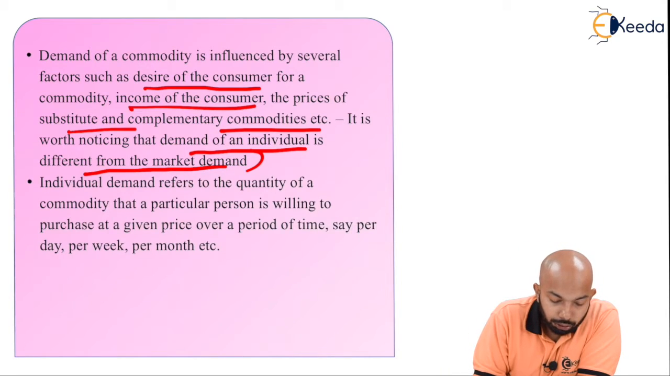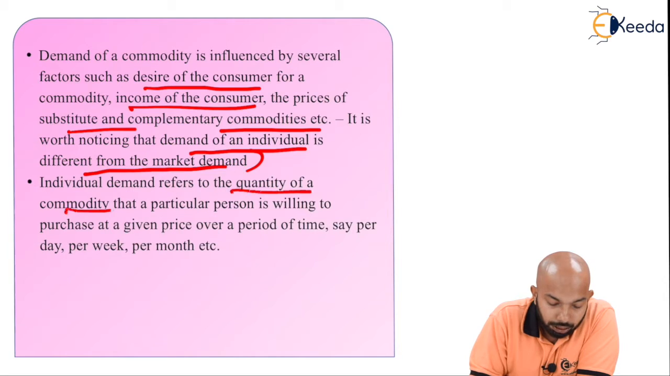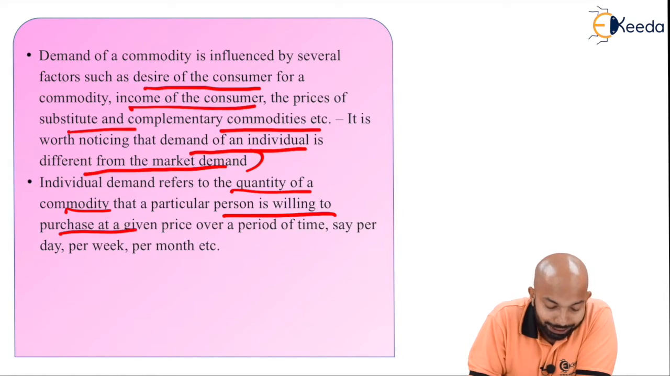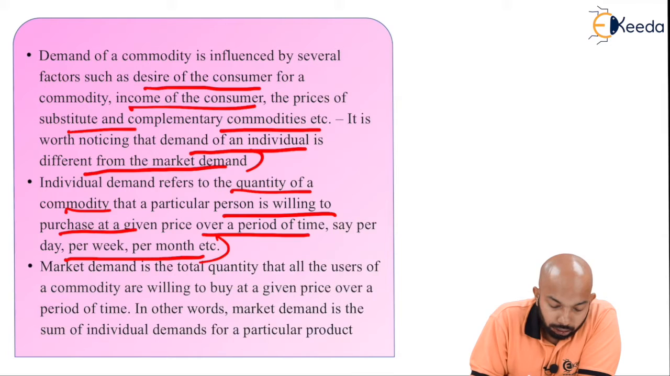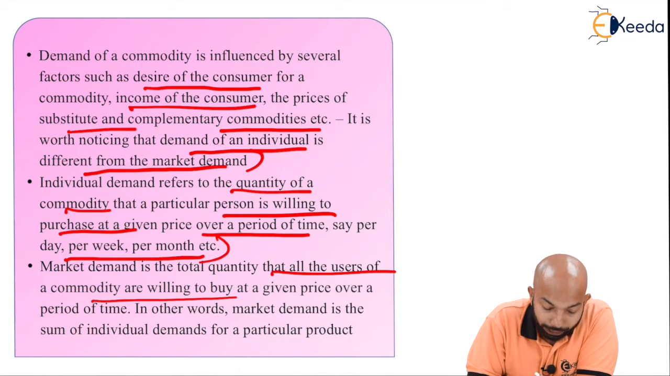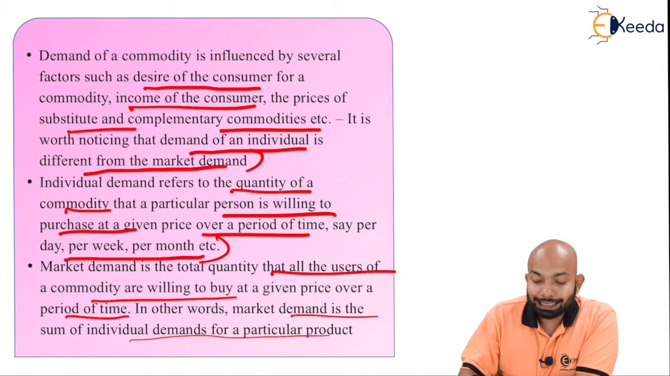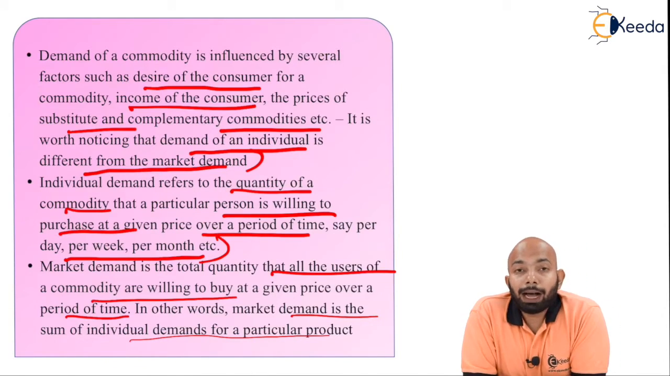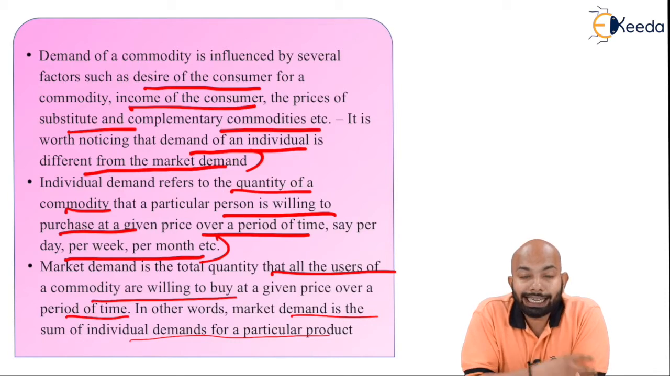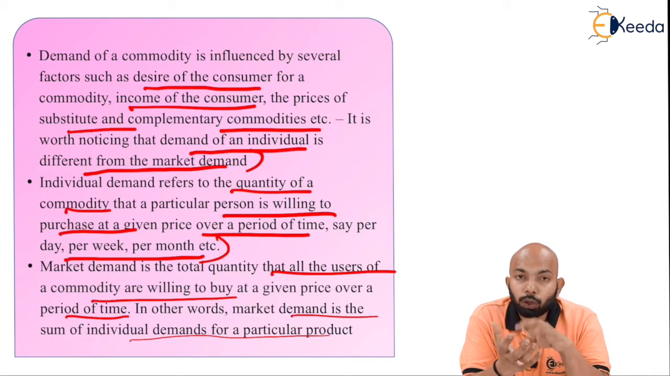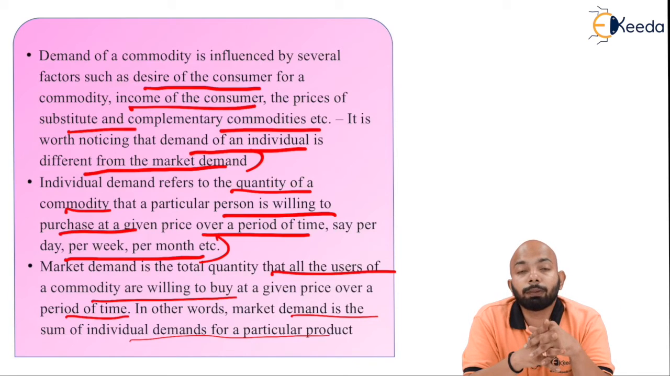Individual demand refers to the quantity of a commodity that a particular person is willing to purchase at a given price over a period of time, say per day, per week, per month, etc. Market demand is the total quantity of a commodity that all the users are willing to buy at a given price over a period of time. In other words, market demand is the sum of individual demands for a particular product. So the market demand is different from an individual demand, and the total of individual demand will be the market demand.